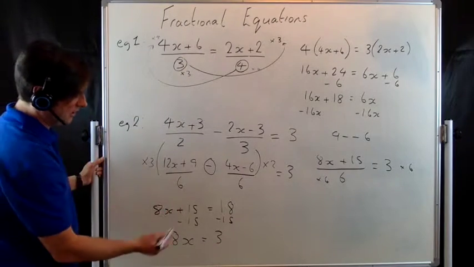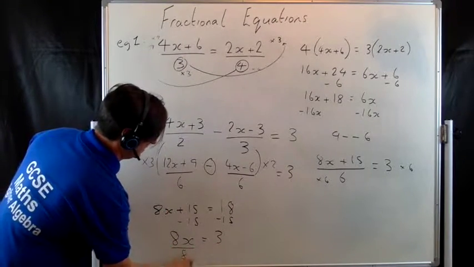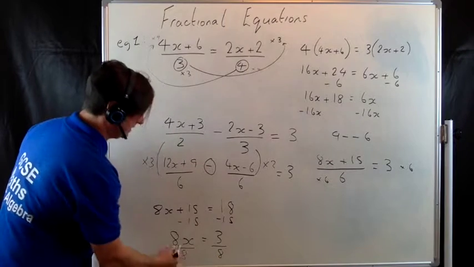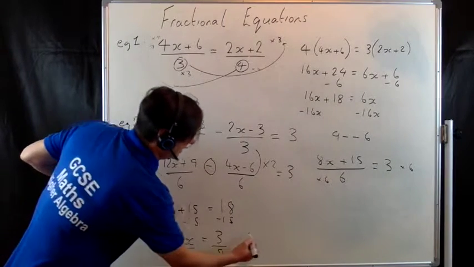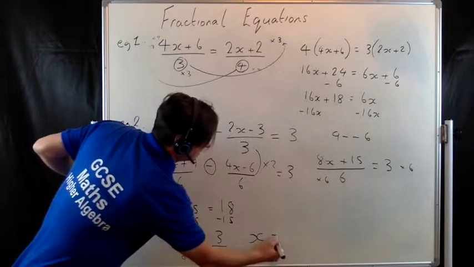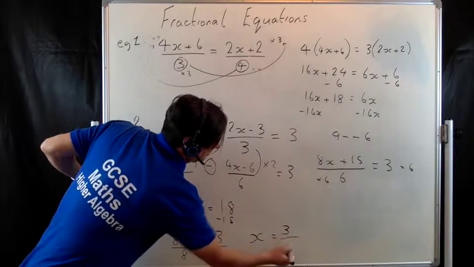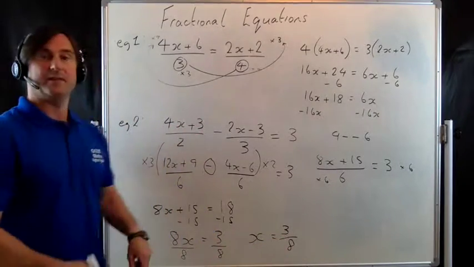So now just divide both sides by 8. 8 divided by 8 leaves me with 1x. So I'm left with x equals 3 over 8.